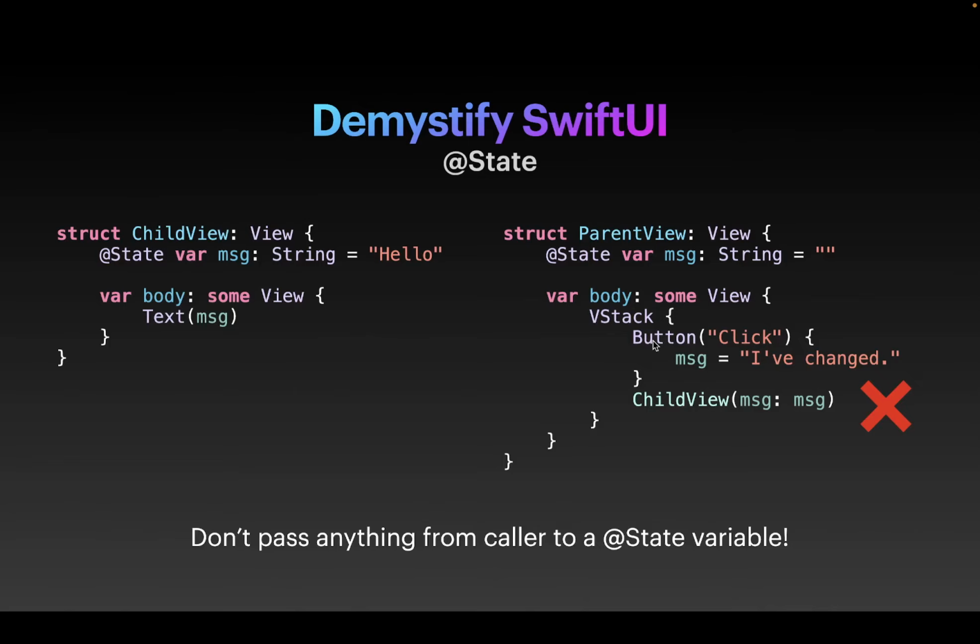But the thing is, what I did here is I passed this message into the child view. However, take a look at this one. What kind of variable is the message in this child view? It's an @State variable, right? You shouldn't do that. It's actually undefined behavior, because @State should be managed and owned by the child view. You should never do that.